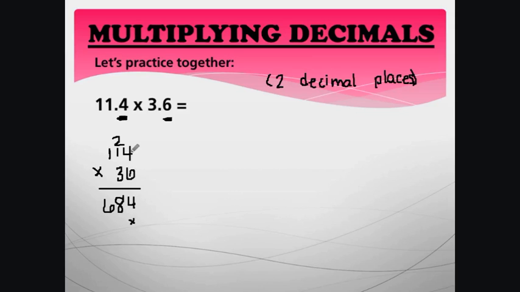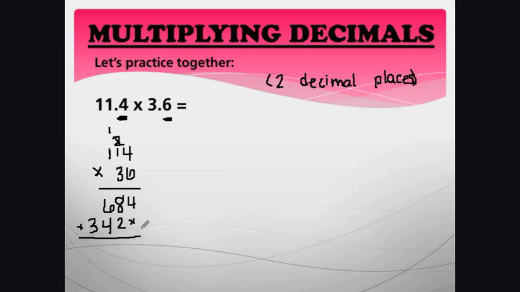Now we're going to multiply 4 times 3, which is 12. Carry the 1. 1 times 3 is 3, plus 1 is 4. And then 1 times 3 is 3. Now we add up these values.